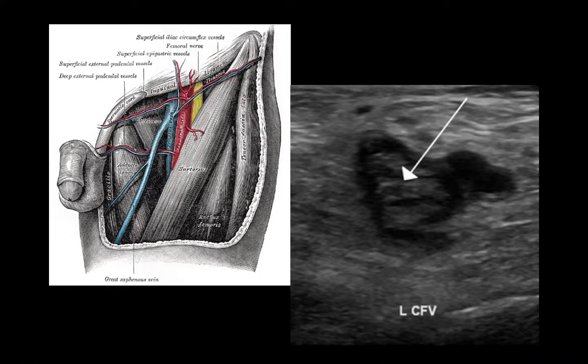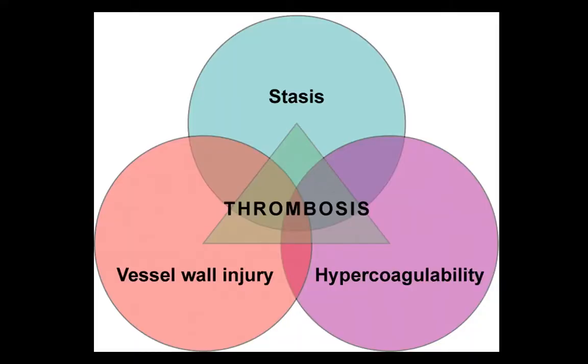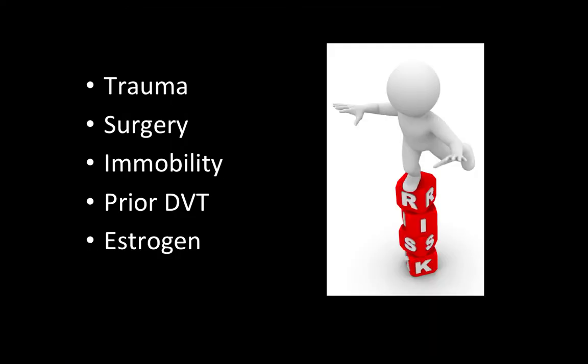This is a clot within the left common femoral vein. So we're going to get back to the basics to start. You're probably all familiar with this from medical school, but Virchow's triad: venous stasis, vessel wall injury, hypercoagulability. And how do these things translate to our patient's history? Trauma, surgery, immobility, prior DVT, exogenous estrogen use, hormones in general, but specifically estrogen.